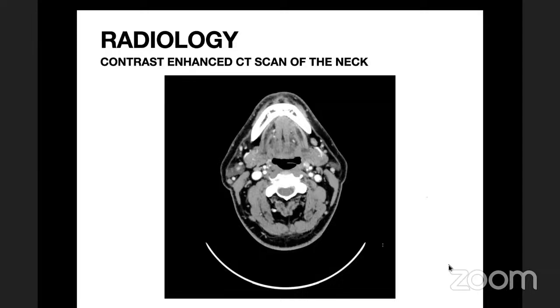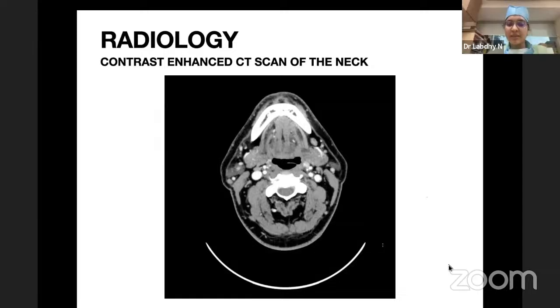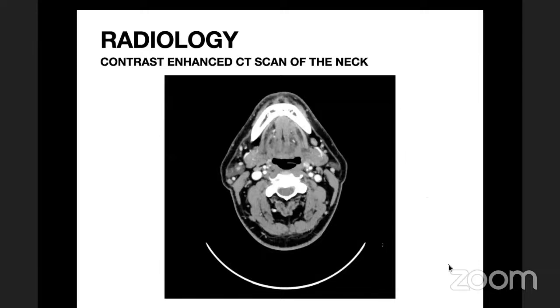Labdi, madam wants to know what are the options for this case. Do you think there are options? Are there any options of organ preservation in this case? The near total laryngectomy, but I don't know if near total is possible. I want my surgical colleagues to say whether near total is possible in this patient.